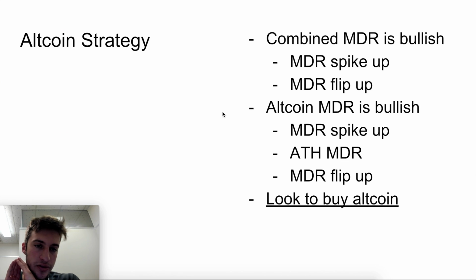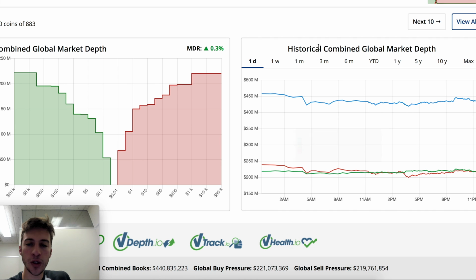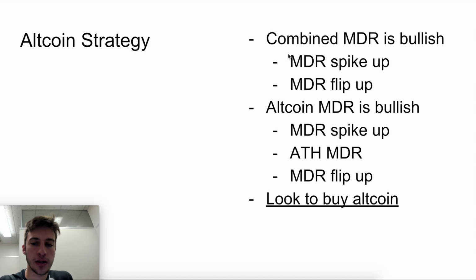All right, now just to end this video, because this video has gone very long, what can we do in altcoins to better trade them? Now, one thing that I think would be a good idea is to look at both the combined MDR and the altcoin MDR. So to do that, we go here to find the combined. And for the combined MDR, we're going to look for two things that can be bullish. One really bullish sign for MDR is when MDR spikes up. So an MDR spike up could still mean that MDR is negative.